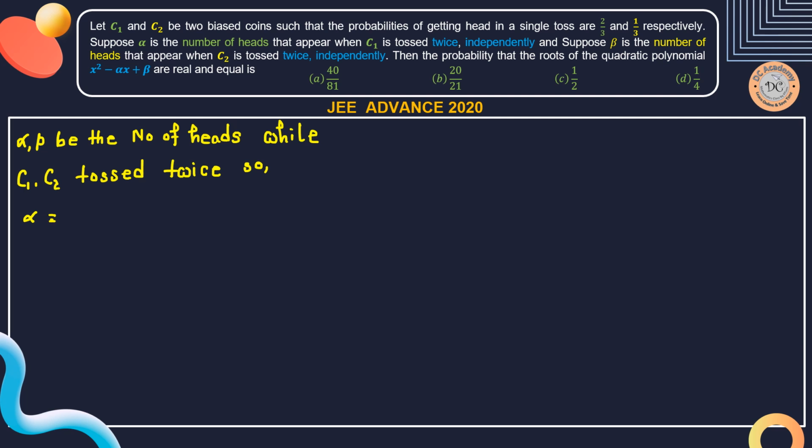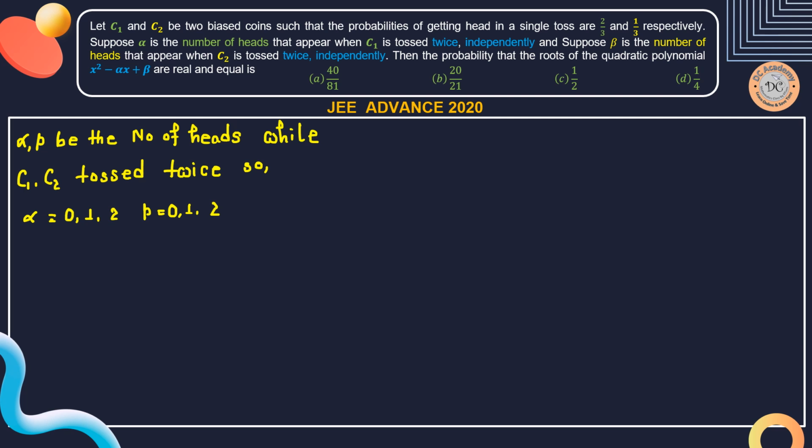what are the possible values of alpha? Possible values of alpha will be 0, 1, and 2. And the same thing happens for beta: 0, 1, and 2. Why? Because when a coin is tossed twice, what are the possibilities? We get either no head, 1 head, or 2 heads. That's it. Now, our job is to find the probability of these events separately.